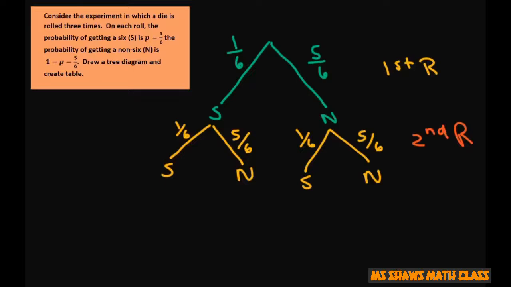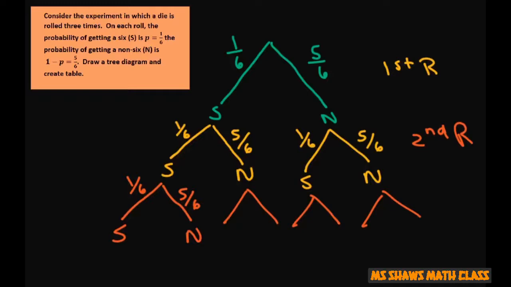So for the third, you do the same thing. So you're going to get 1/6, 5/6. That's for 6. And this is for non-6. And we just keep copying that down. And that's your tree diagram. Then we just put 6, non-6, 6, non-6, 6, non-6. So when we do the table, I'm going to go ahead and write that this is the third roll.